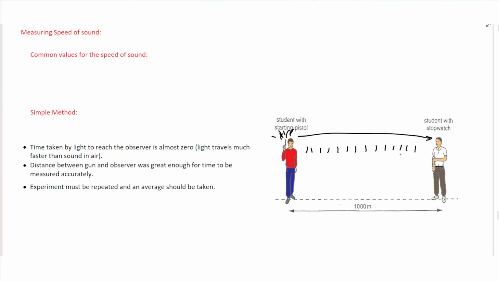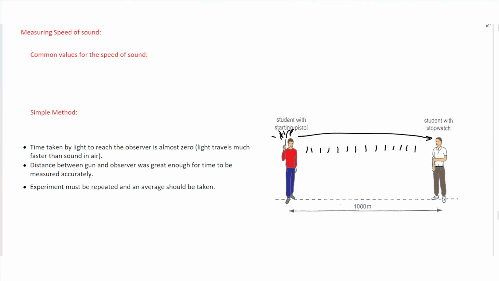So the observer measures the time between seeing the light and hearing the sound, and the distance between the observer and the source of sound is measured using a measuring tape. The experiment should be repeated to account for the reaction time in starting and stopping the timer. And then you have to use a very long distance just to make sure that you have enough time between starting and stopping the stopwatch. So the precautions are: you use a very long distance, you repeat and take an average for the time measurement.